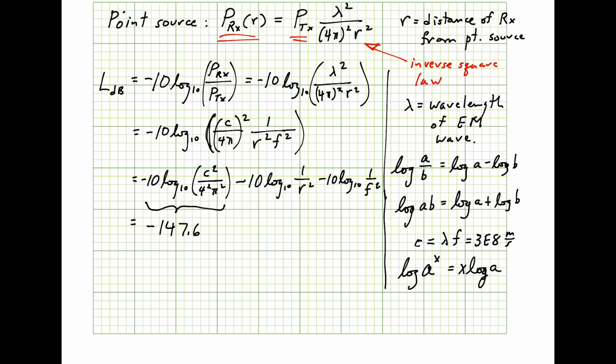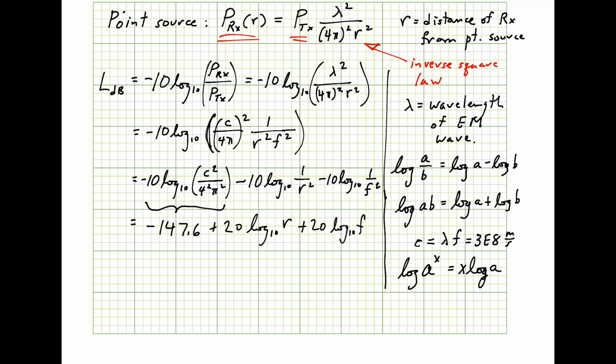And now I'm going to say that 1 over r squared is really r to the minus 2 power. And so I'm going to take that minus 2 power, which is the exponent x, and bring it out front. And I'm going to have a minus 2 times our negative 10 to give us a plus 20 log base 10 of r. Same thing with the f squared in the denominator, plus 20 log base 10 of f.